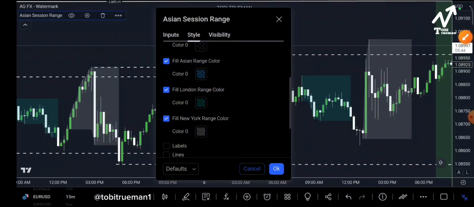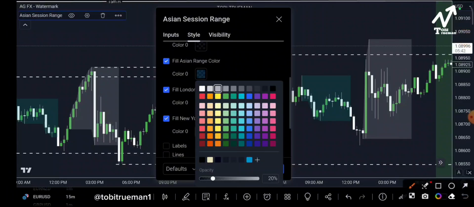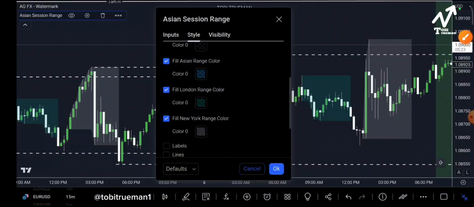So what did I do? I just click on the colors and it will pop out. This is for the London and New York session. It will be around 10 or 12 thereabout, so I shift it to 20. Type it there, 20%. It's the same thing for the London session and Asian session also.